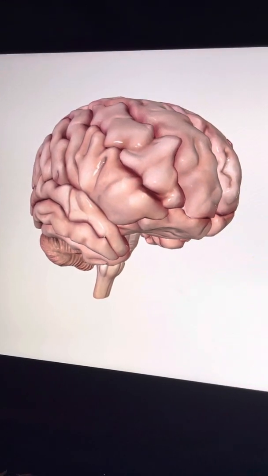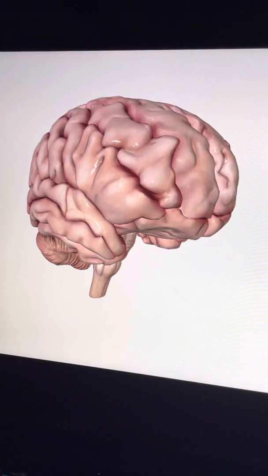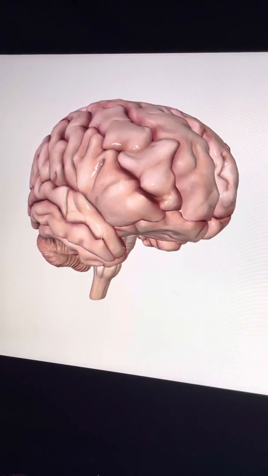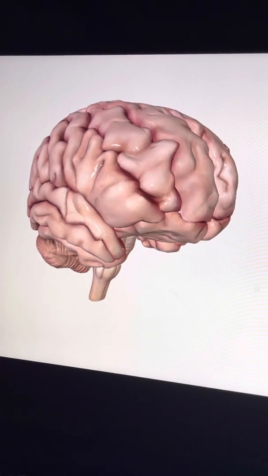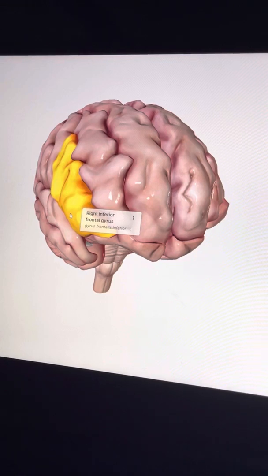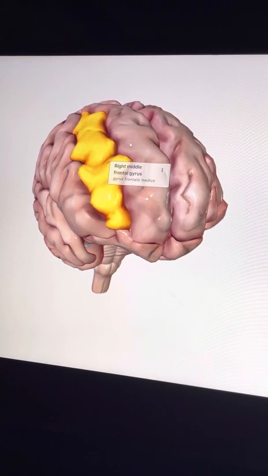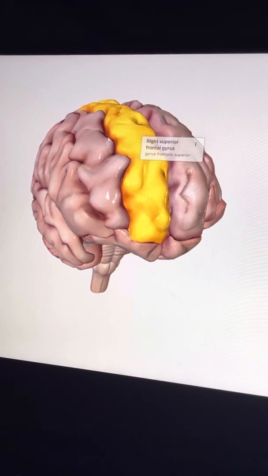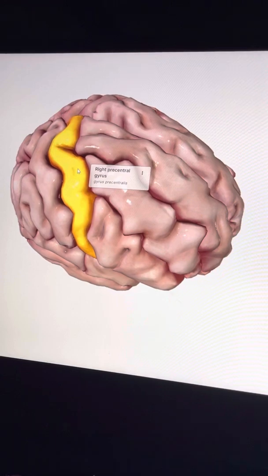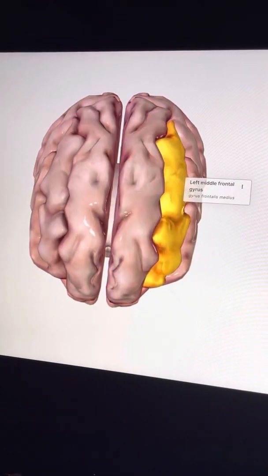The overall role of the cerebrum is to coordinate and process sensory and motor functions and to provide reasoning and emotional processing. So let's go ahead and take a look at that frontal lobe right here. We're going to start with the right inferior frontal gyrus, right middle frontal gyrus, right superior frontal gyrus. Then on top here we have the right precentral gyrus. And these guys are also bilateral, so here's all the left ones right there.